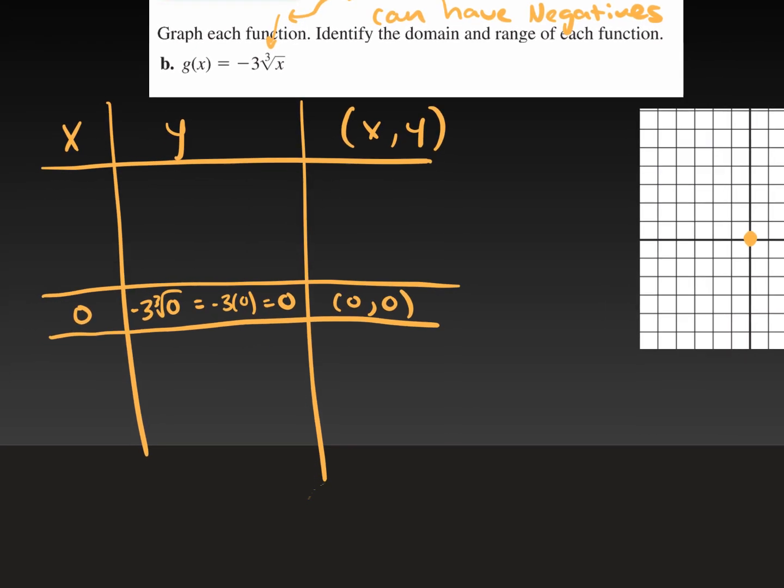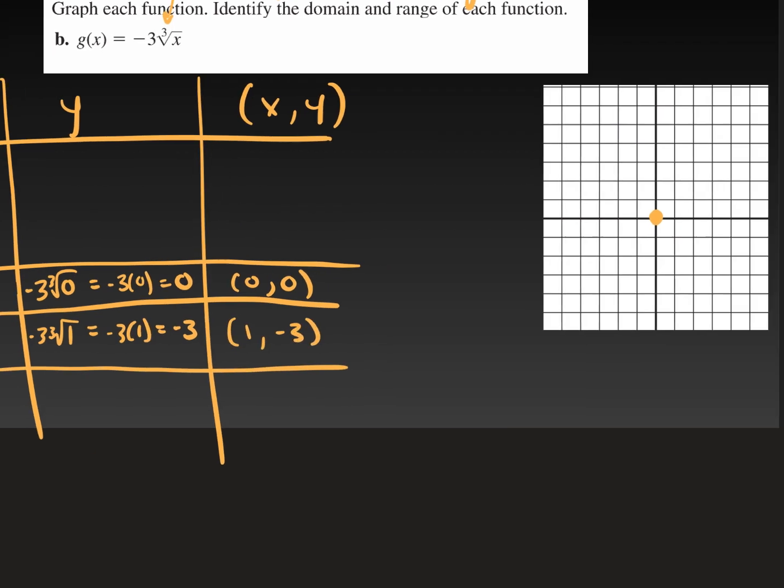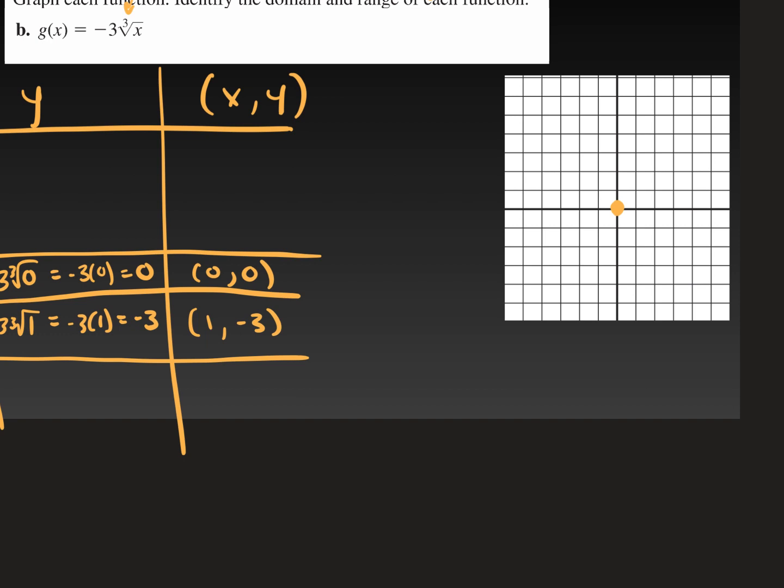What's another good number? 1. So let's plug in 1. I have negative 3 times the cubed root of 1. What's the cubed root of 1? 1. And negative 3 times 1 would be negative 3. So here I have 1 comma negative 3 as my next point. Let's go to the right one and down 3.